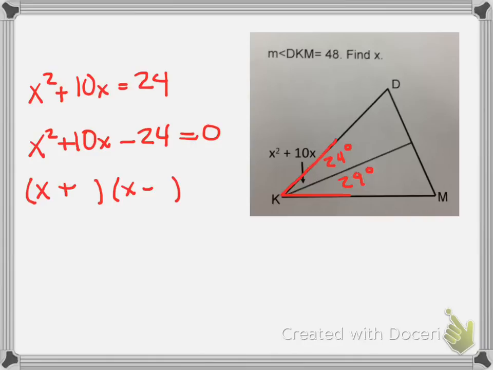And I take that back, it would actually be 12 and 2. So we would have x plus 12 and x minus 2. So when we set that equal to 0, you get x equals negative 12 or positive 2.